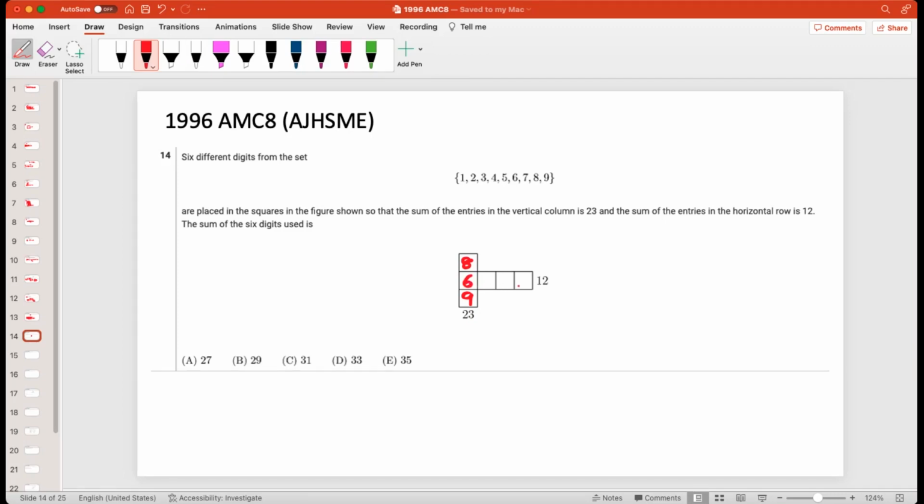So if I put 6 here, this is 12. So the remaining 3 numbers need to total 6, right? So that is nothing but 1, 2 and 3. Now they just want the sum of the 6 different numbers. So that is going to be 23, 24, 25, 26, 27, 28, 29. B, that's your answer. 6 is the only overlapping number, so a total of these two minus 6, because 6 is double counted here. That's all.